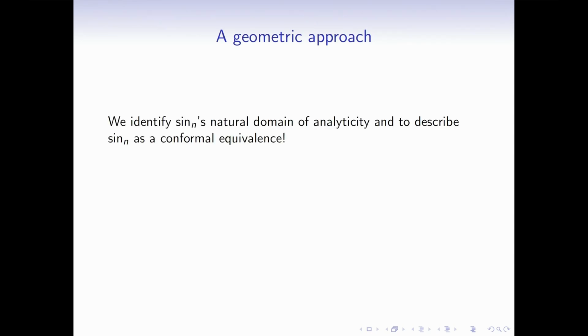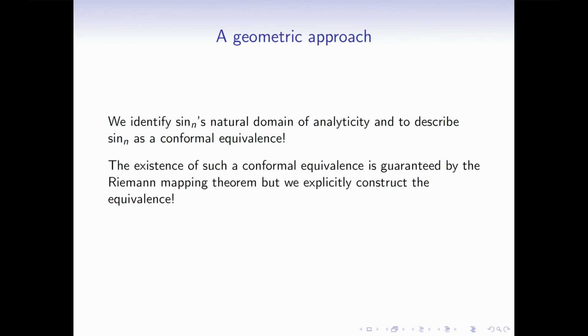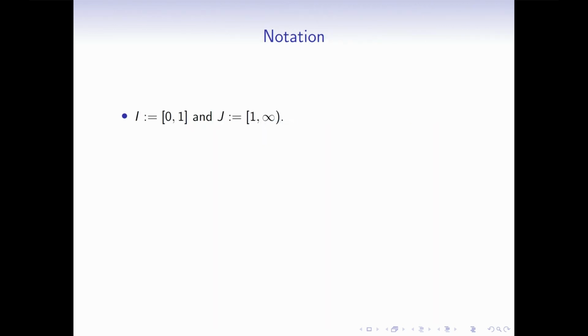So what we're going to do is take a geometric approach, a complex geometric approach. We're going to identify sine n's natural domain of analyticity in the complex plane and describe it as a conformal equivalence between two domains which are simply connected. Now, the fact that there is a conformal equivalence between these two domains is not a surprise. That comes from the Riemann mapping theorem. But in our research, we were actually able to construct that mapping explicitly. And as a bonus, we got some real applications. When I say real, there's some pun intended there, and you will see that hopefully at the end of my talk.